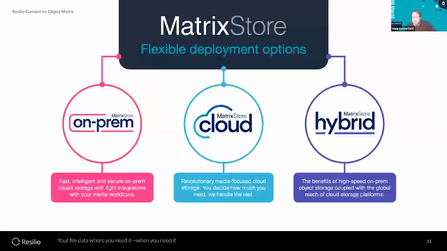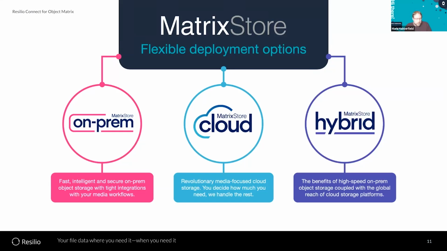So on-prem is exactly that. We are a software company. We've developed the MatrixStore software, but it sits on hardware. And to save that back and forth between the hardware vendor and the software vendor, we can sell the whole package, the on-prem package. That means you can put it in your facility, your data center, your colo, whatever you want to do. And you've got fast, direct access to the data.